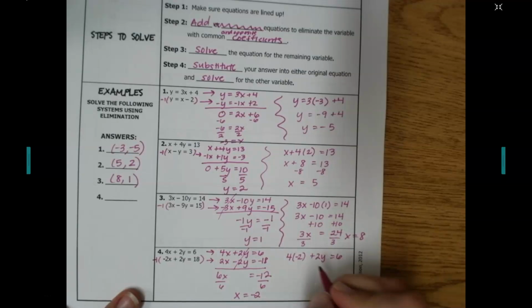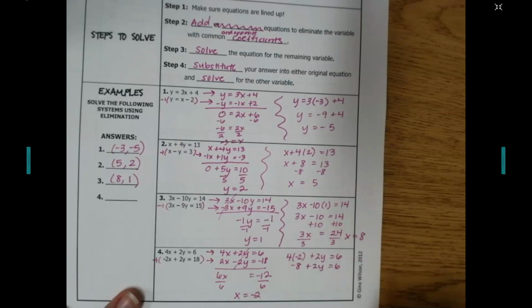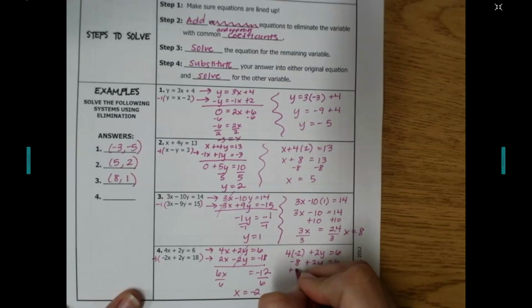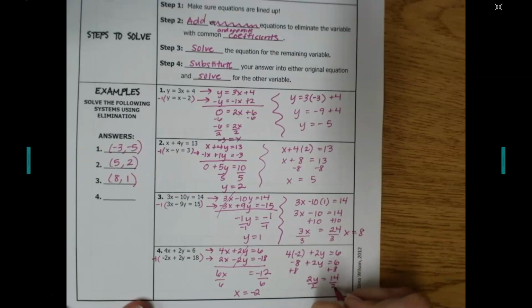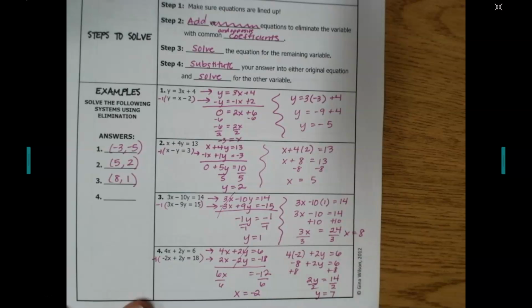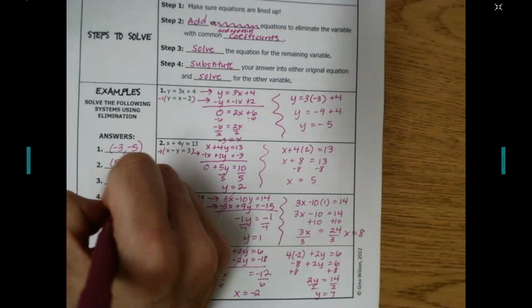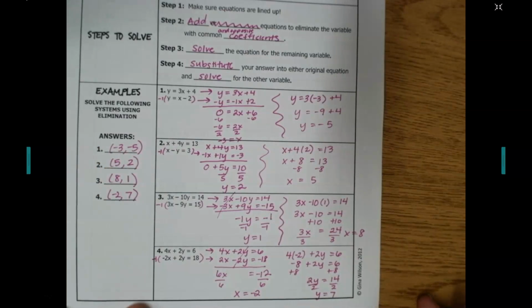And now I just solve for the variable. So negative 8 plus 2y equals 6. Got to move the constant first when I'm trying to solve for a variable. So I'm going to add 8 to both sides. So 2y equals 14. And then if you divide both sides by 2, y equals 7. So my solution is negative 2, 7.